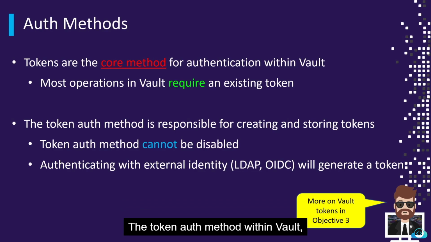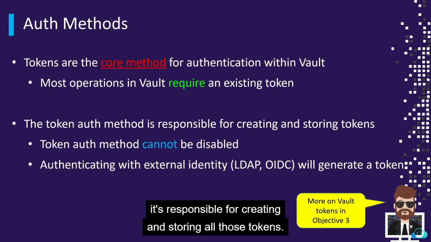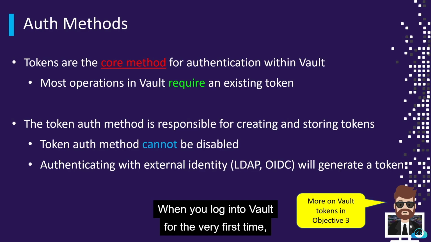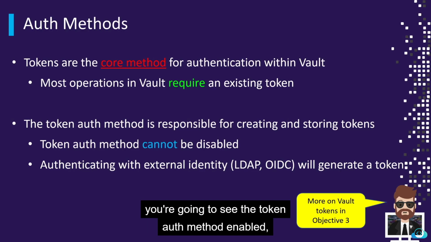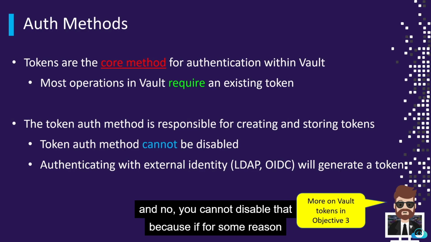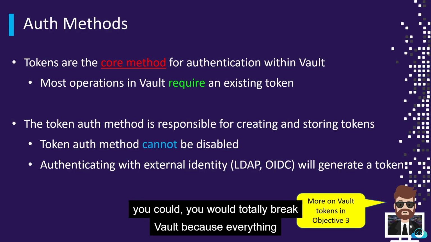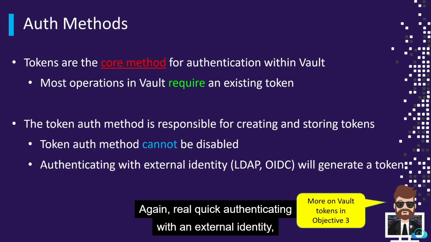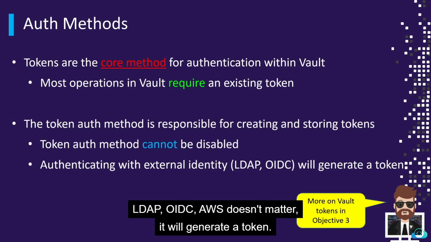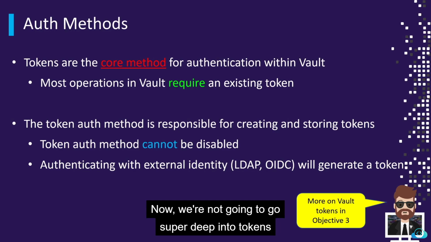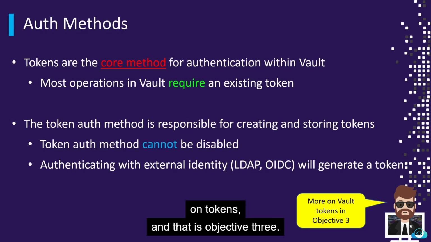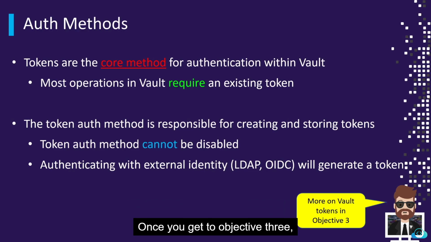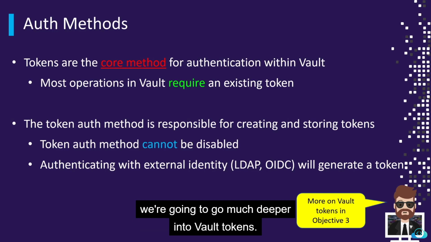So the token auth method within Vault is responsible for creating and storing all those tokens. So when you log into Vault for the very first time, you are going to see the token auth method enabled. And no, you cannot disable that, because if for some reason you could, you would totally break Vault, all right? Because everything inside of Vault relies on these tokens. And again, real quick, authenticating with an external identity, LDAP, OIDC, AWS, doesn't matter, it will generate a token. Now, we're not going to go super deep into tokens because there is a specific objective in this course on tokens, and that is objective 3. So once you get to objective 3, we're going to go much deeper into Vault tokens.